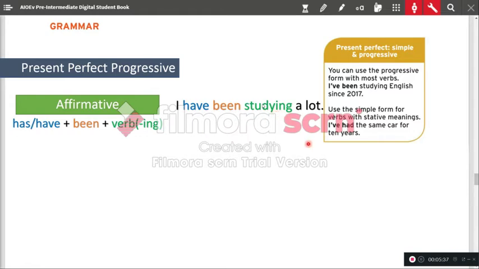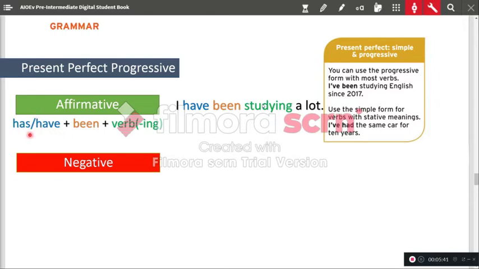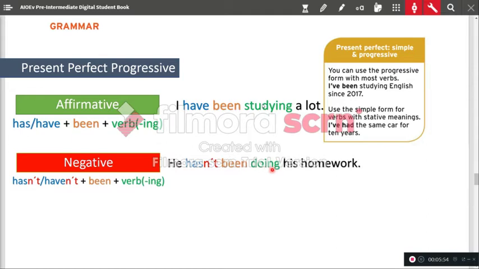Then, the negative form is gonna be very similar, only that instead of has or have, you're gonna use hasn't or haven't. And then again, you have the verb been and the verb in ing. So this is always for the present perfect progressive. An example of this could be, he hasn't been doing his homework. Right? We have has in negative, then the verb been, and the next verb in ing.